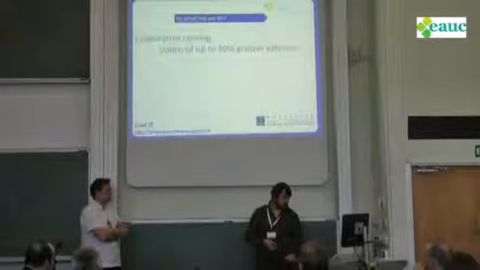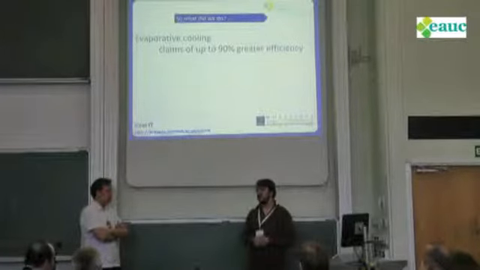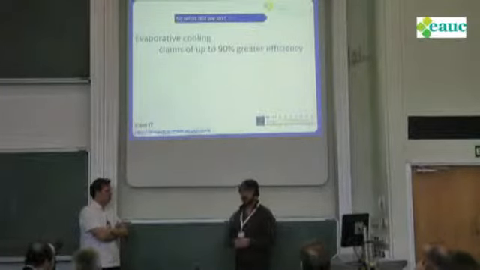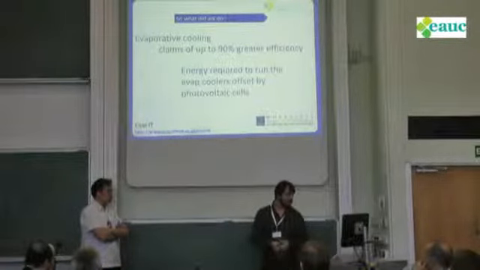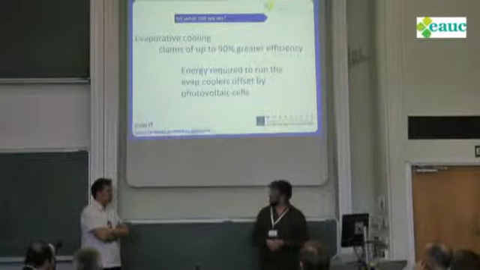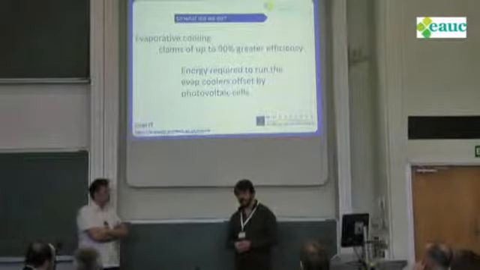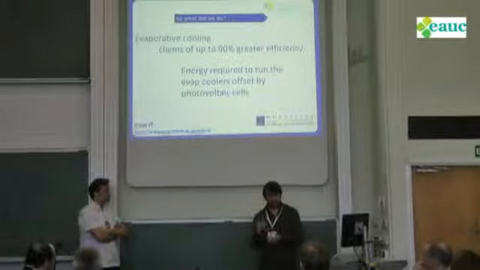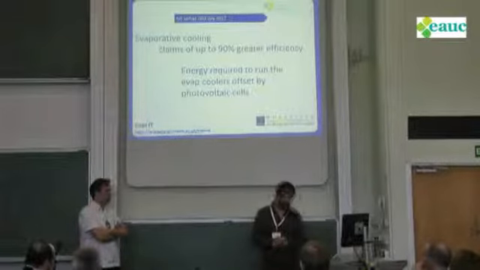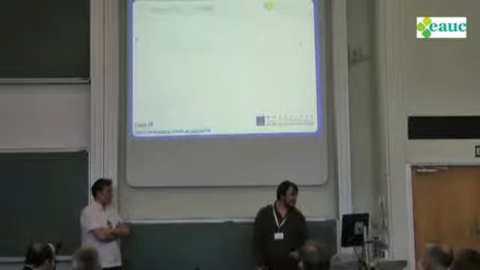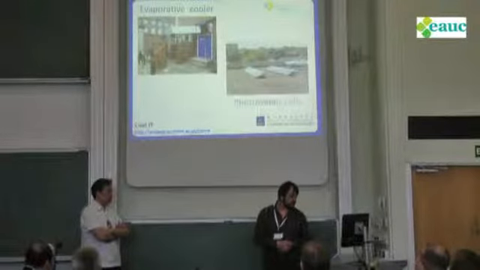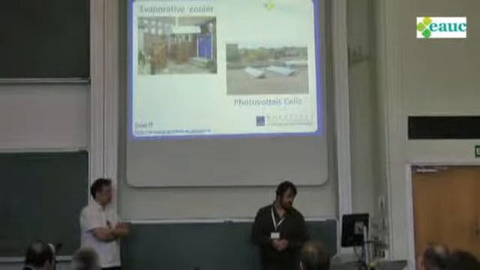So what did we do? Yep, EVAP coolers make claims of 90% greater efficiency over traditional AC. That was wonderful. And we use photovoltaics for offsetting that. And I'm a bit sceptical. I'm in IT, of course I'm sceptical. So we gave it a go, and that's what we ended up with.